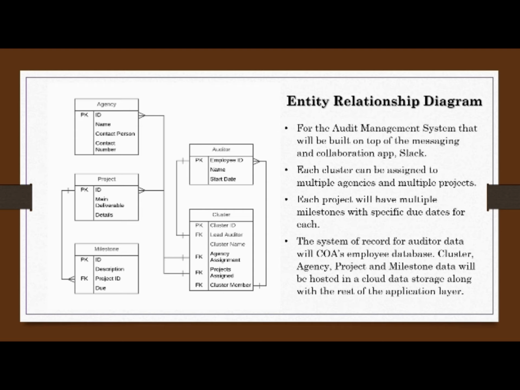For the audit management system that will be built on top of the messaging and collaboration app Slack, this entity relationship diagram was drafted, wherein there are entities that include the agency, the project, the milestone, the cluster, and the auditor. Each cluster can be assigned to multiple agencies and multiple projects, and each project will have multiple milestones with specific due dates for each. It is important to note that the system of record for auditor data will still be COA's employee database.